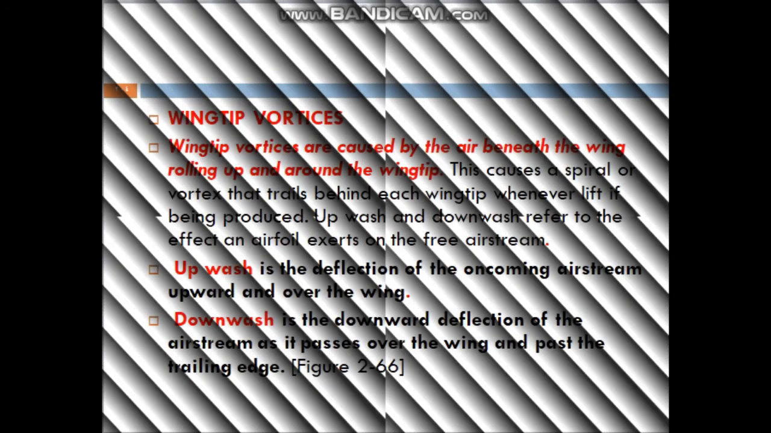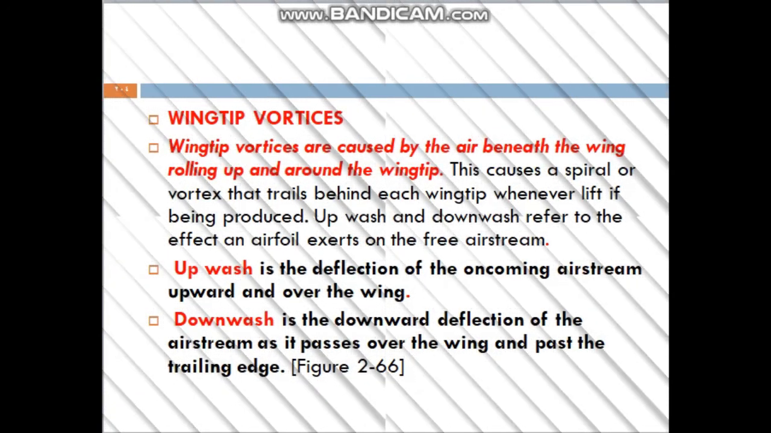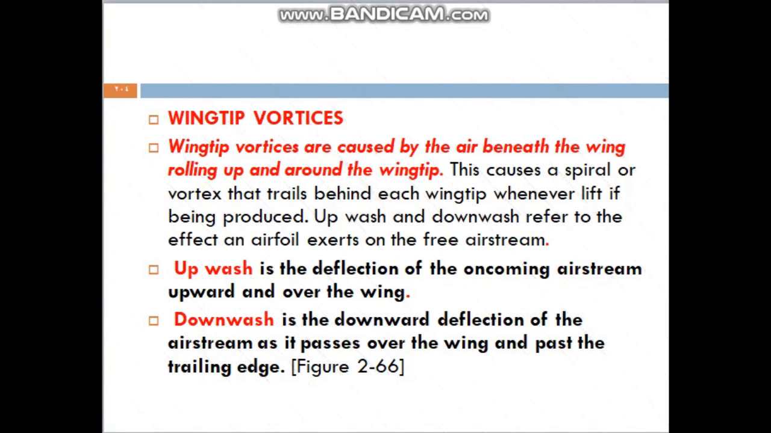The last thing we will talk about today is the wingtip vortex. Wingtip vortices are caused by the air beneath the wing rolling up and around the wingtip. This causes a spiral or vortex that trails behind each wingtip whenever lift is being produced.